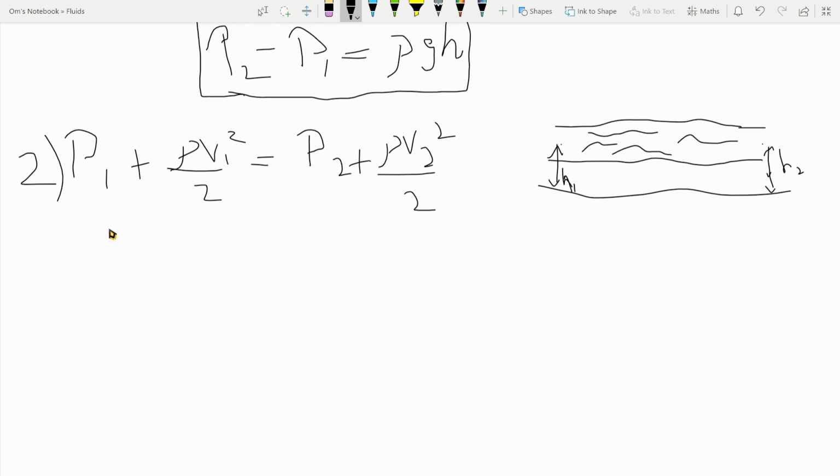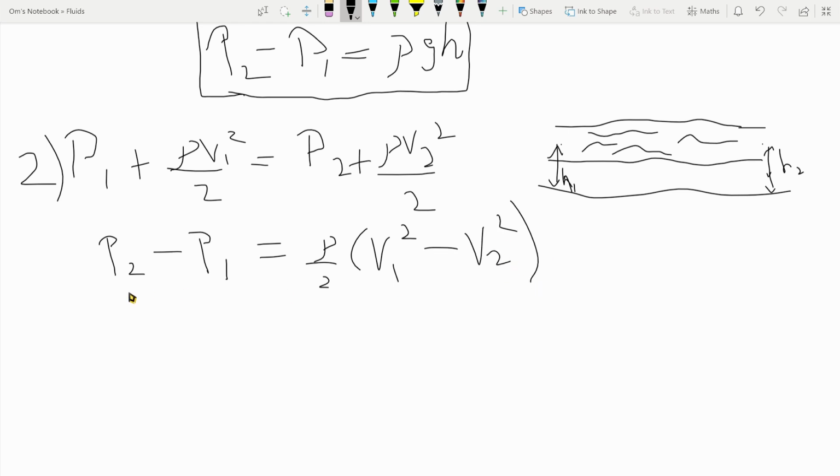Suppose I take this to the other side and say P2 minus P1 is positive, that is, P2 minus P1 is greater than 0. We know that this is equal to rho by 2 into V1 square minus V2 square. What this implies is that if this thing is positive, this thing has to be positive as well. So this means that V1 has to be greater than V2.